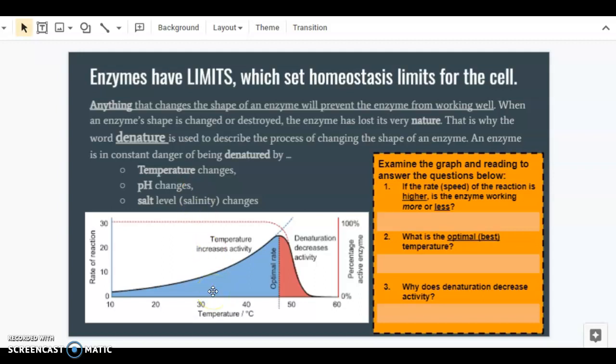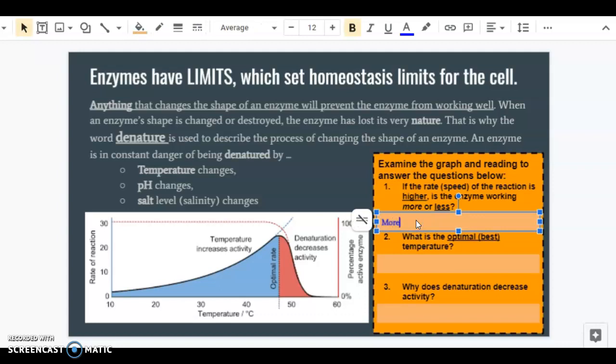We can figure out the limits of an enzyme by testing them in different conditions. And where they work the best, that is their optimal. But where they work the least, that's the edges of their limits. So you can see this enzyme works everywhere there's kind of a rise in the reaction. But once it starts to denature, that reaction stops happening. If the rate or the speed of the reaction is higher, we know that the enzyme is working more, because that's what an enzyme does. It helps speed up or catalyze reactions.